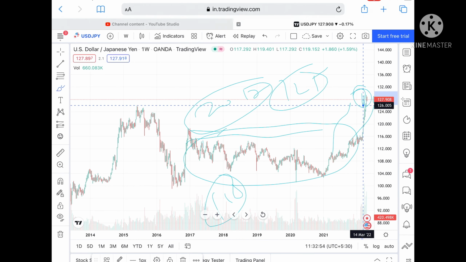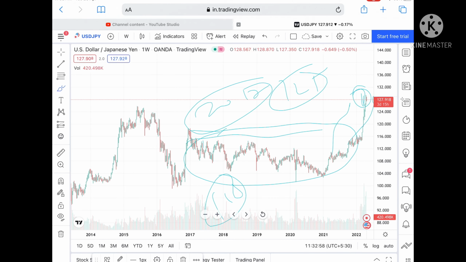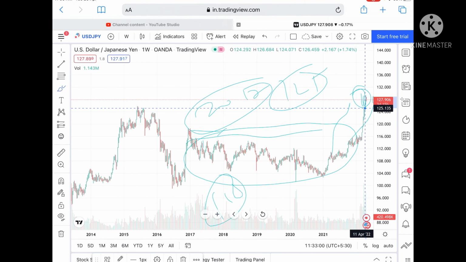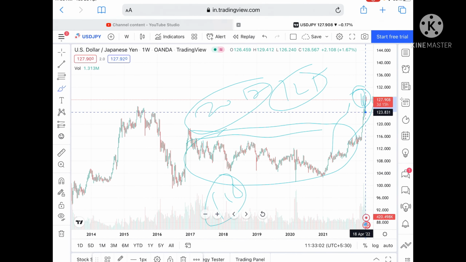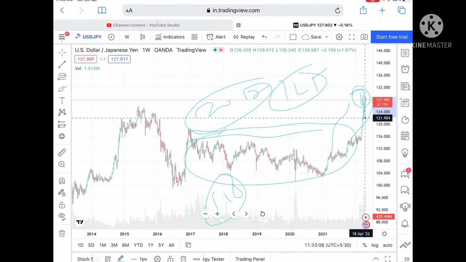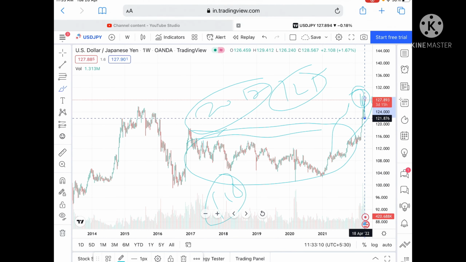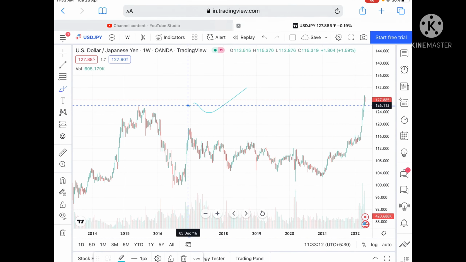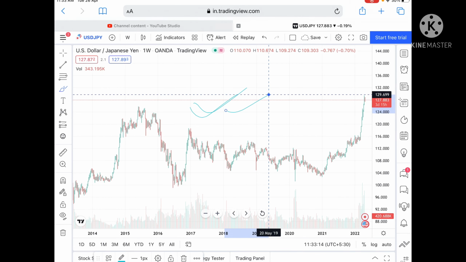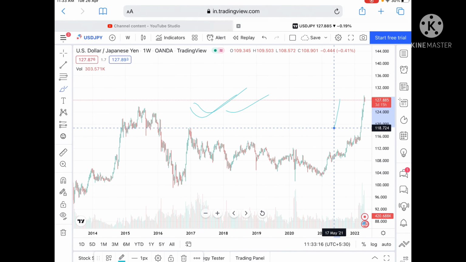So what we can see, a probability of touching 125.896 is high, and suppose if the price didn't sustain that level also, then we can see a level of 125.135, and from there we can see a level of 123.831. Suppose if the price goes below this level, then we can see a level of 121.876, and then we can see a bounce back from all these points, or if that level also didn't sustain, then we get support coming at around 118.724.